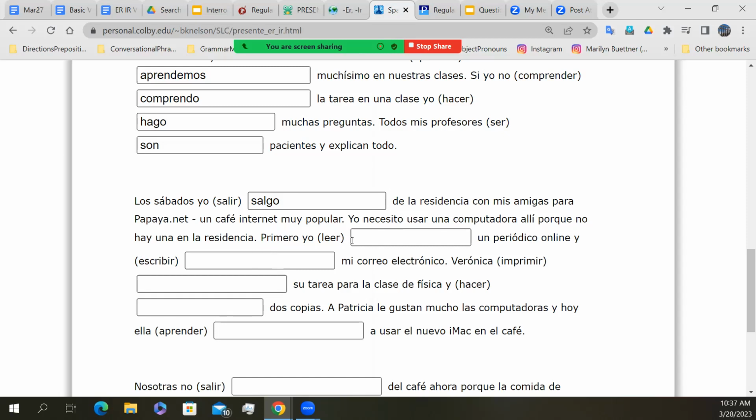Primero, yo leo. First, I read. Leo un periódico online. People may say online or en línea. They may use either phrase. En línea means the same thing. Leo un periódico online and I do this too. Escribo mi correo electrónico. I write my email.